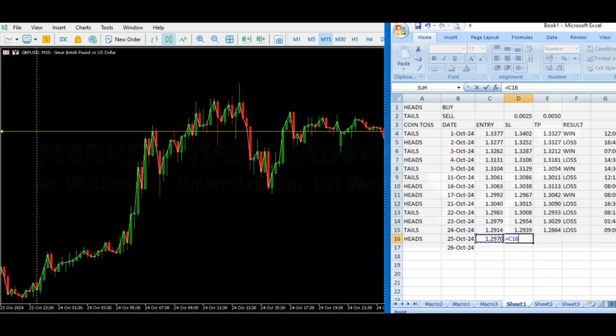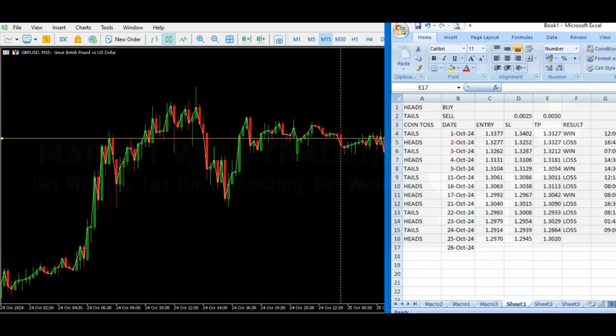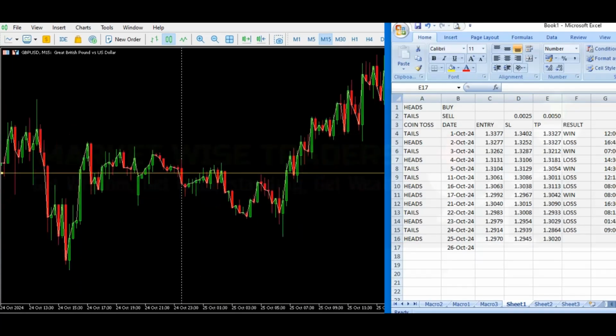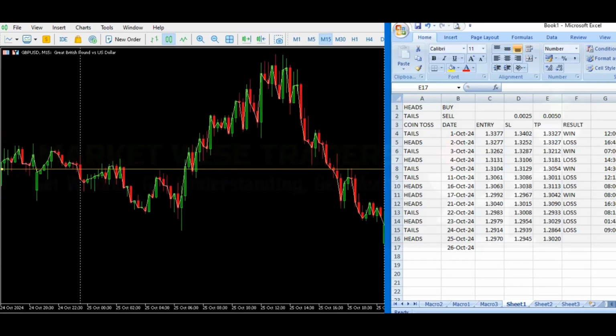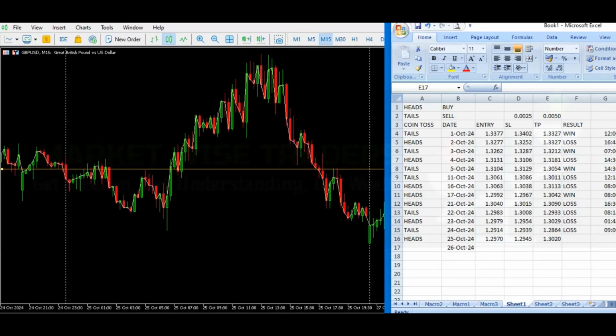Our stop loss is below. Our take profit is above. Let's see how it goes. Just chopping around. How many pips was that? Just 25 pips.